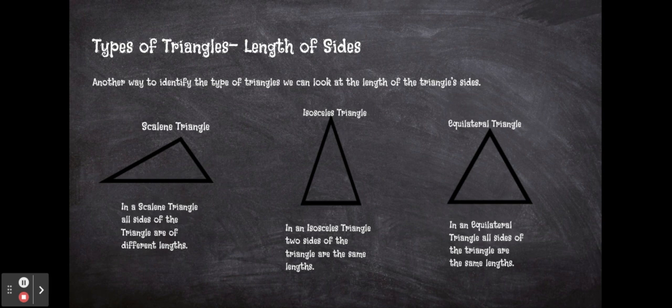Isosceles triangle. In an isosceles triangle, two sides of the triangle are the same length. So you see those two sides, those two lines are the same length. But that line at the bottom is shorter than both of them. Equilateral triangle. In an equilateral triangle, all sides of the triangle are the same length. So they're all the same size.